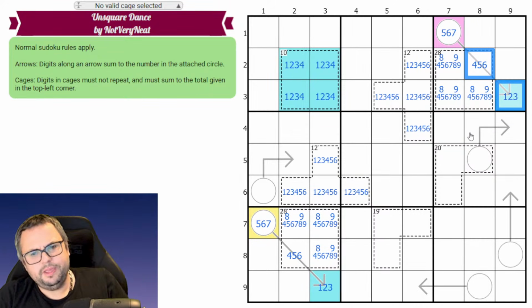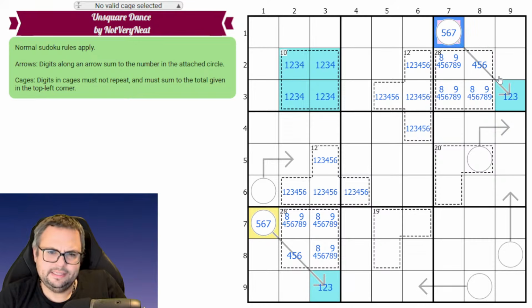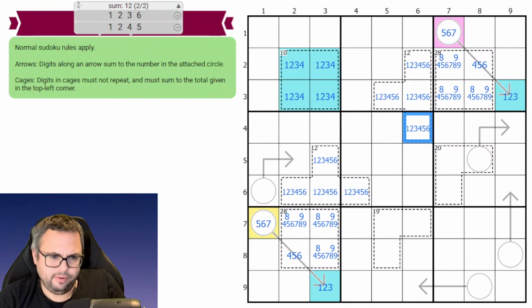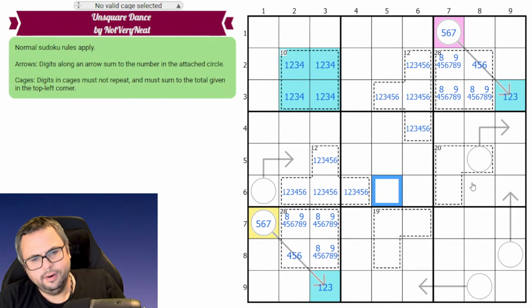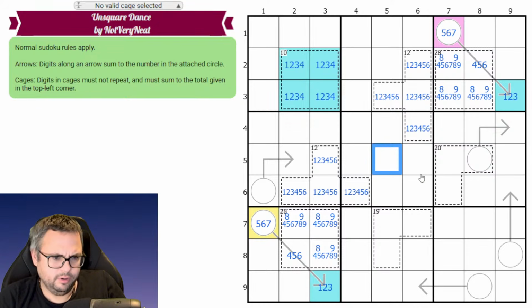Let's see. Can these be 3, 4, adding to 7? It would certainly make this a 3, 4 if that were true. I'm not sure.